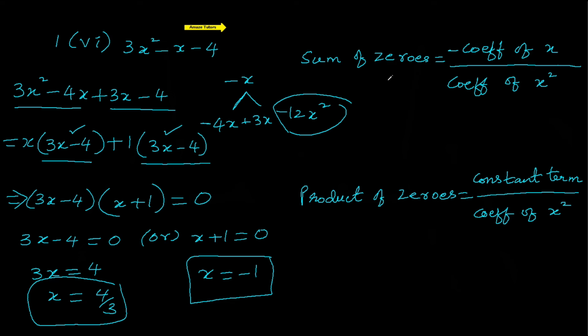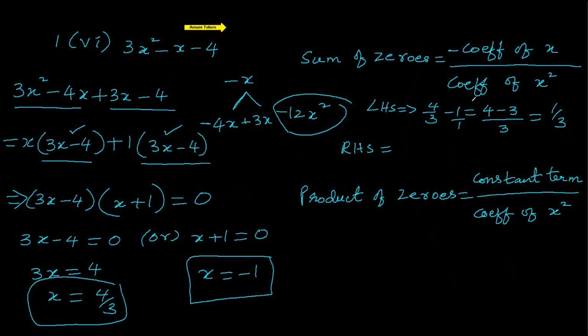We will try to verify the relationship between the zeros and coefficient. LHS, sum of the zeros, 4 by 3 minus 1. So again, 1 can be written as 1 by 1, cross multiply and subtract. 1 4s are 4, minus 1 3s are 3. Multiply the denominator, 3 1s are 3. Which is 4 minus 3 is 1, 1 over 3.